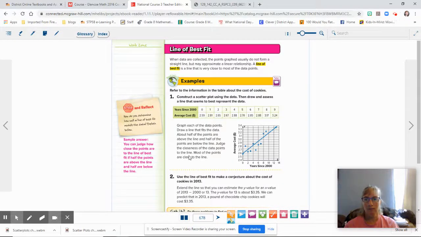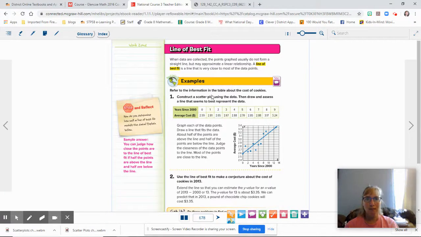Hello again. This is part 2 of this week, line of best fit. It kind of goes with scatter plots, so that's why we're doing both in one week. And there's 3 weeks left of school, and there's 6 lessons. So we're going to do 2 lessons a week now.